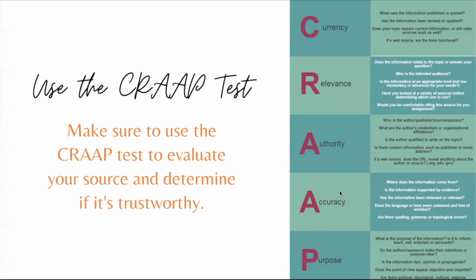Relevance is the importance of the information for your needs. While there are tons of great resources, is this resource relevant to your needs? Authority examines the source of the information. Accuracy evaluates the reliability, truthfulness, and correctness of the contents. Purpose questions why the information exists. Overall, this test is a great resource to refer to if you need help determining the accuracy of a source.